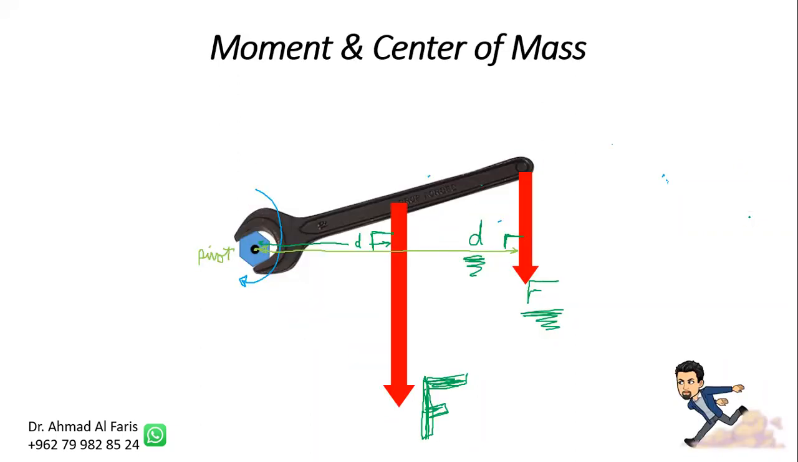Okay, we are talking about a moment. So the moment depends on two factors. What are they? The moment, they use capital M or tau, like this symbol, to represent it, it doesn't matter. It is represented by two factors: the force multiplied by the perpendicular distance.